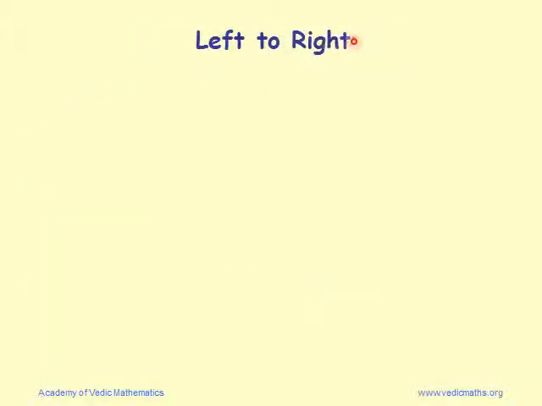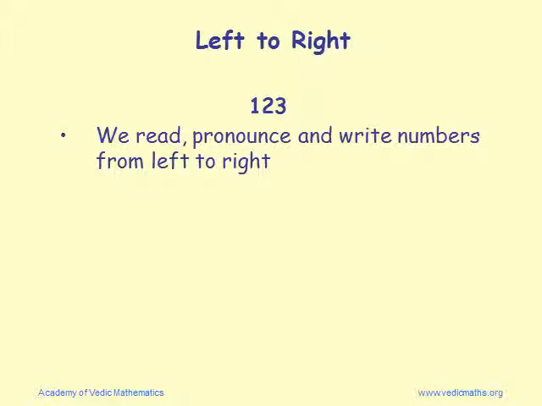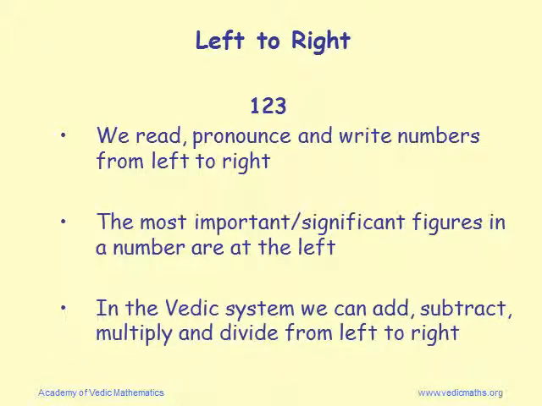Okay, we are going to discuss left to right. Look at 1, 2, 3. How do we read it? 1, 2, 3, 123. We read, pronounce, and write numbers from left to right. The most important or significant figures are at the left. In the Vedic math system, we can add, subtract, multiply, and divide from left to right. We have already seen how we add from left to right.